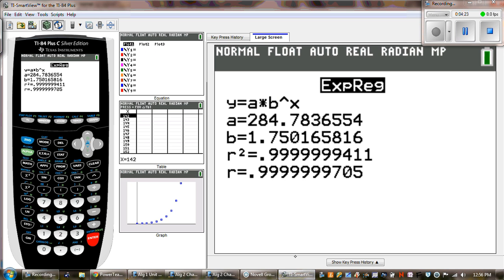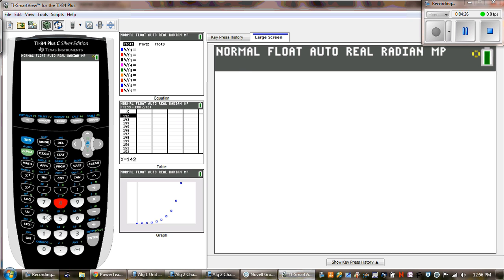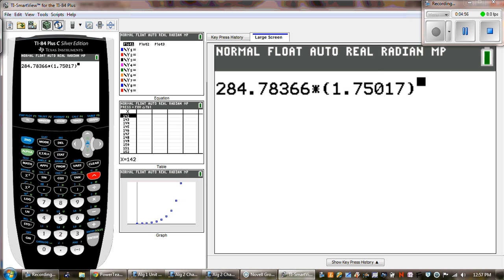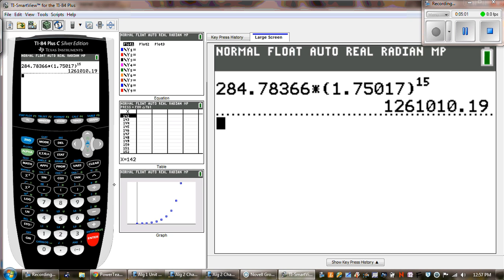So we have to plug that number into our equation. So what do you get? I'm going to plug it into my calculator right now. 284.78366 times, oh, by 2 decimals, I can't have that. Oh, 284.78366 times, in parentheses, the 1.75017 raised to the 15th power.